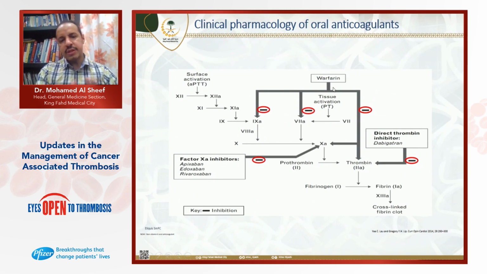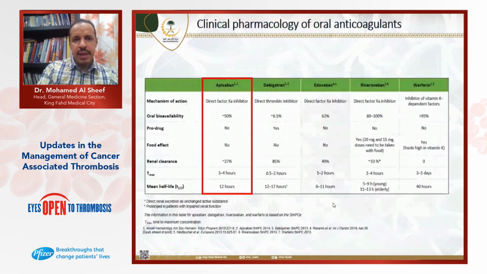Then we have warfarin. Warfarin hits different key coagulation proteins in the coagulation cascade. It inhibits factors 2, which is thrombin, 7, 9, and 10. Factors 2, 7, 9, 10 are all inhibited by the vitamin K antagonist. This is for warfarin, compared to the direct oral anticoagulants. So this is the clinical pharmacology for anticoagulants. You have apixaban, dabigatran, edoxaban, rivaroxaban, and warfarin.